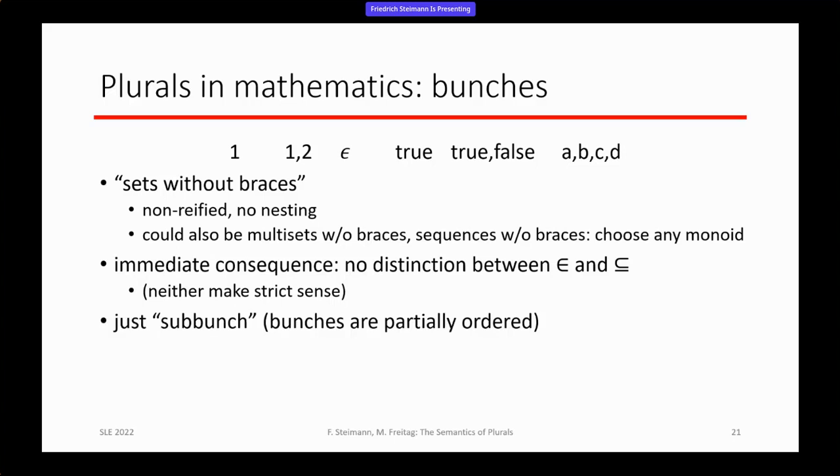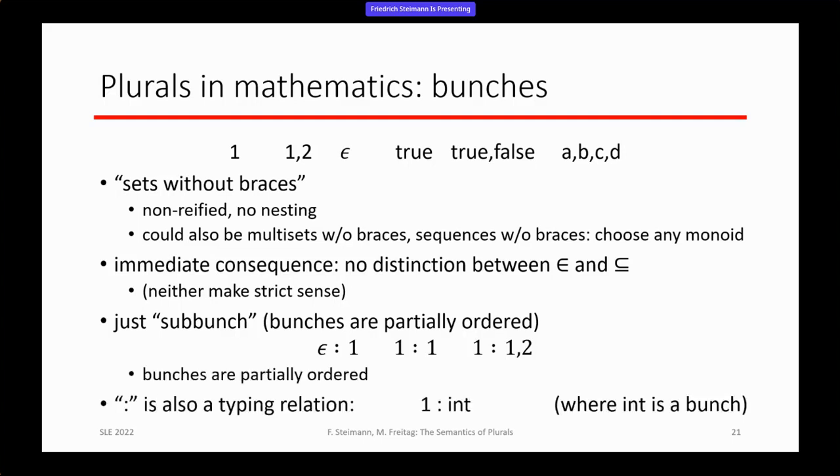We just have one relation, which is called the sub-bunch relation. Basically it says the empty bunch is a sub-bunch of the bunch comprised of just one, and one is a sub-bunch of the bunch one, and one is also a sub-bunch of the bunch 1, 2. If you add the curly braces, then it's actually the subset relationship. But since we don't have them, it's slightly different.